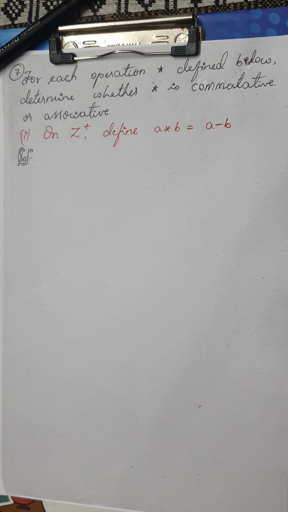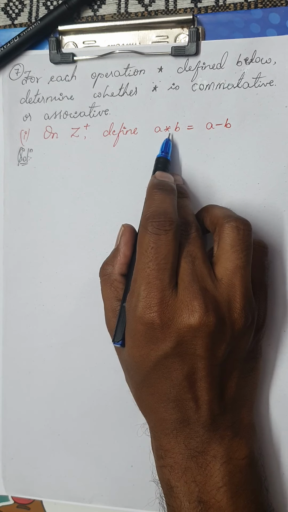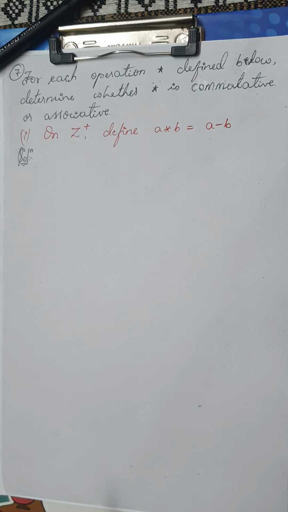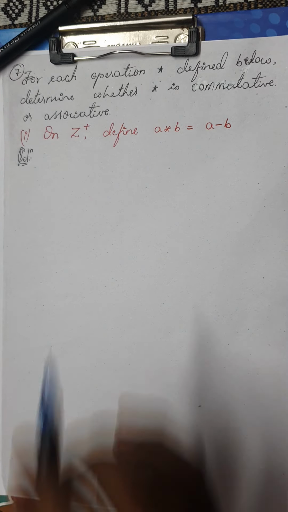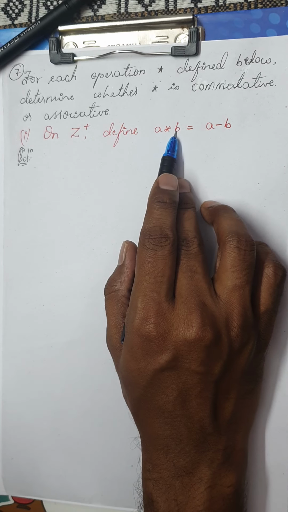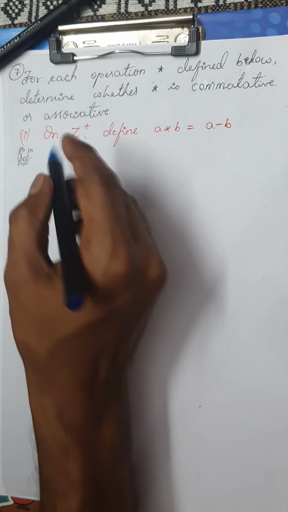Dear students, before I wind up this session, let us solve a few more questions on binary operations, on different operations, binary operation star, to check whether they are associative and commutative. Okay, now let us take this operation on Z plus. Define a star b is equal to a minus b.